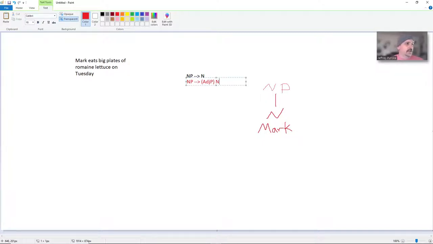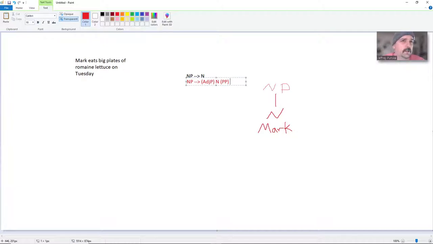We can then notice that after plates, we have of romaine lettuce. So that is the category prepositional phrase. So we will go ahead and add that as well. Now, I want to make a note about on Tuesday. On Tuesday is not part of this noun phrase. It is a prepositional phrase. And it is possible that we could have additional prepositional phrases, and we'll talk about this more next time. But on Tuesday is modifying when he eats. It's not modifying the plates.